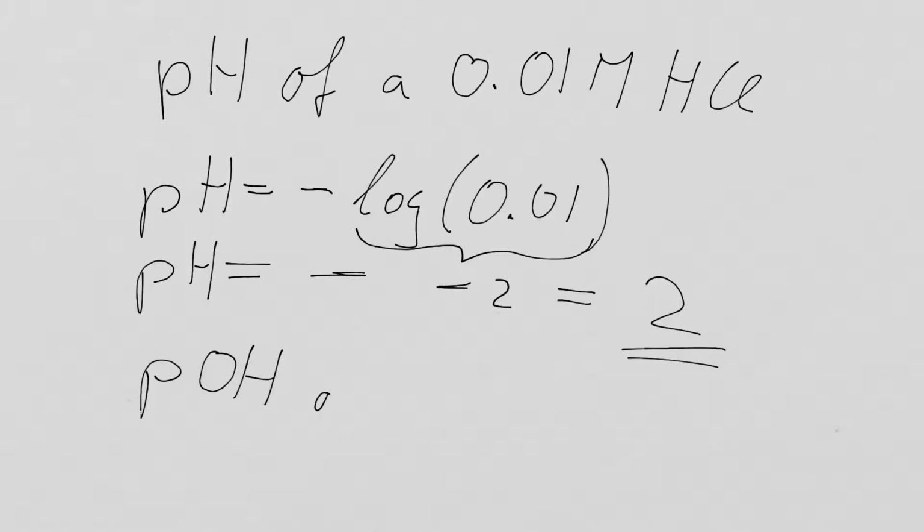Okay, now calculate, please, the pOH of a 0.01 molar hydrochloric acid. It's going to be 12. You think so? I'm not sure. Are you sure? I think we have to subtract it from the beginning. I'm not sure. Okay, sorry.